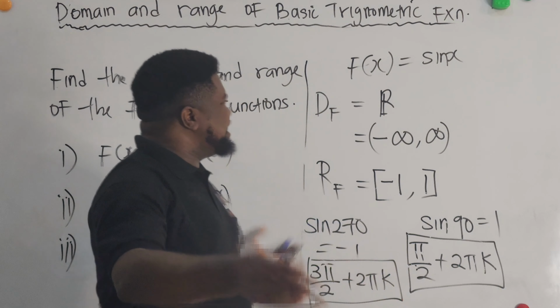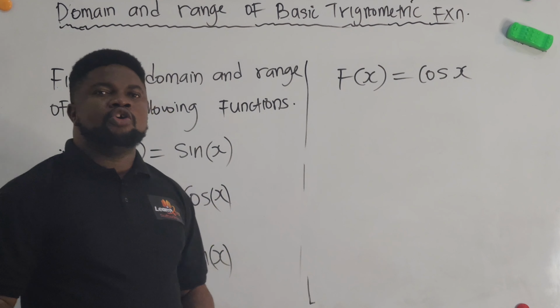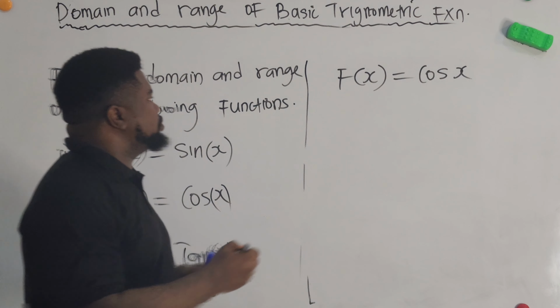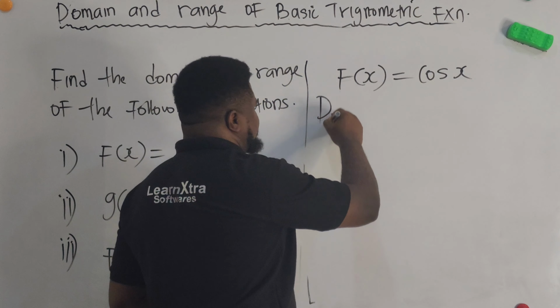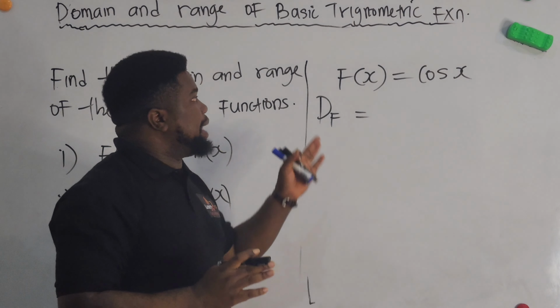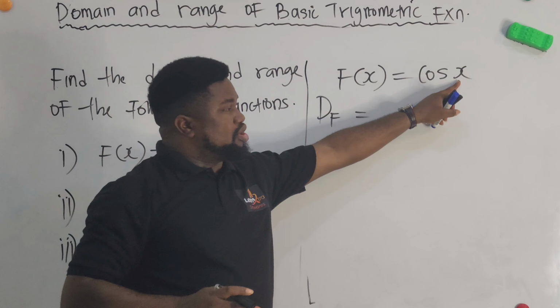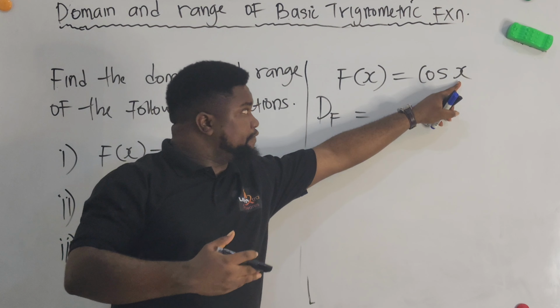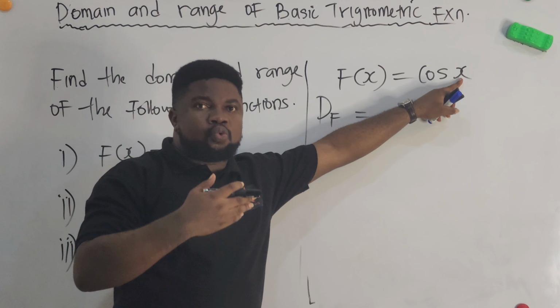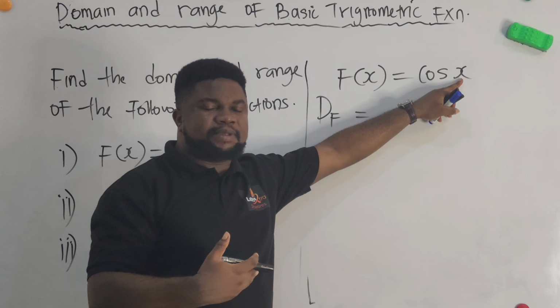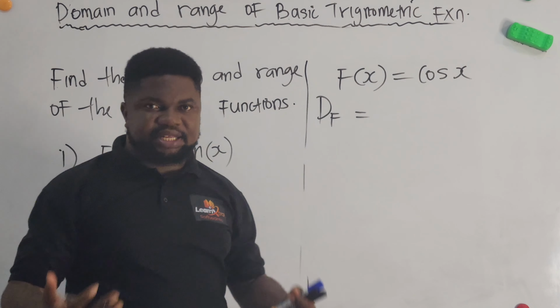First of all, let me clean the board. So let's talk about the cos function. The domain of this function, dom f. Domain is those possible values we can put in as x in the cos function, so that when we punch cos of that value, we must have an answer. So what could x be? Actually, x could be anything.